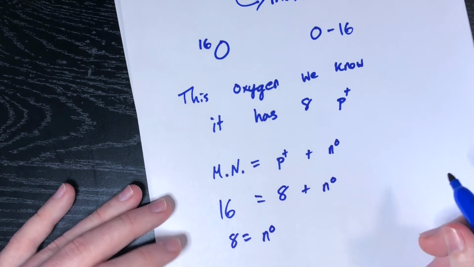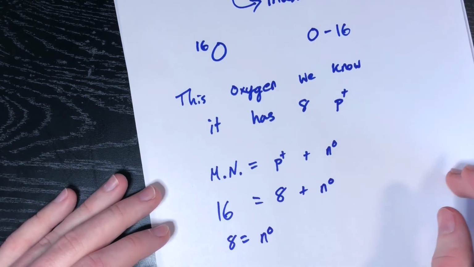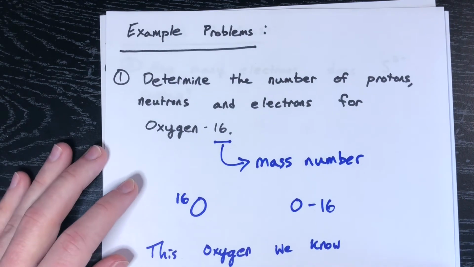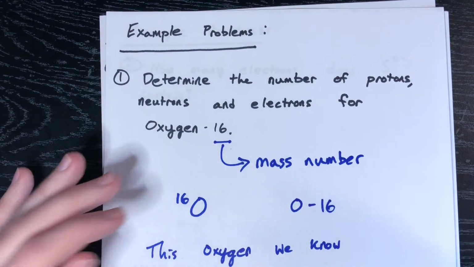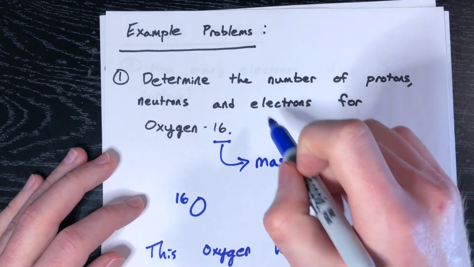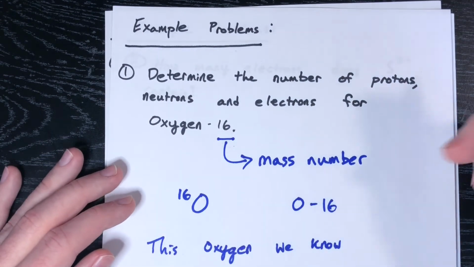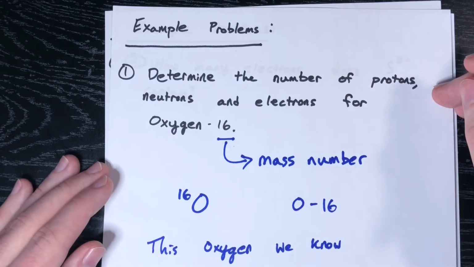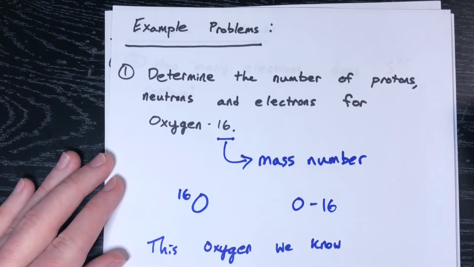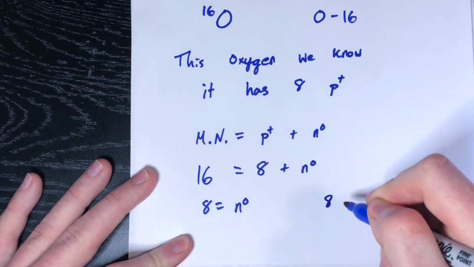Okay, and the last thing to figure out here is how many electrons we have. Well, in this question, we aren't given any information about the electrons. We just know that it's oxygen-16, which means its mass number is 16, but we're not told anything about the electrons. Since we're not given any information there, we assume that the atom has no net charge, which means that the number of electrons must equal the number of protons. So therefore, there must be 8 electrons as well.